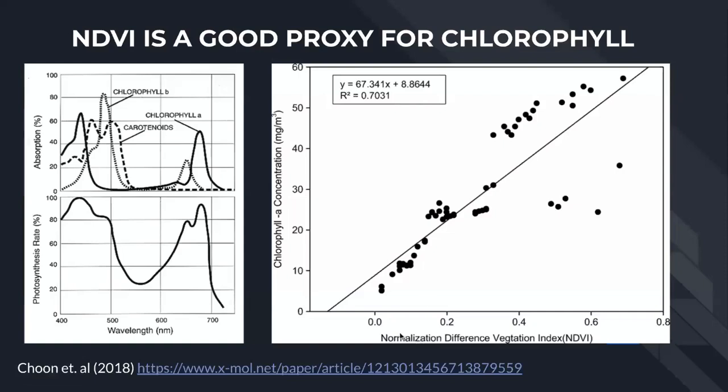You can see on the x-axis the normalized difference vegetation index, the NDVI, and on the y-axis the concentration of chlorophyll in milligrams per cubic meter. And you see they're very, very strongly correlated. It's a very good proxy. So when we study this index, we have a very good feel for the vegetation on the surface of the Earth.